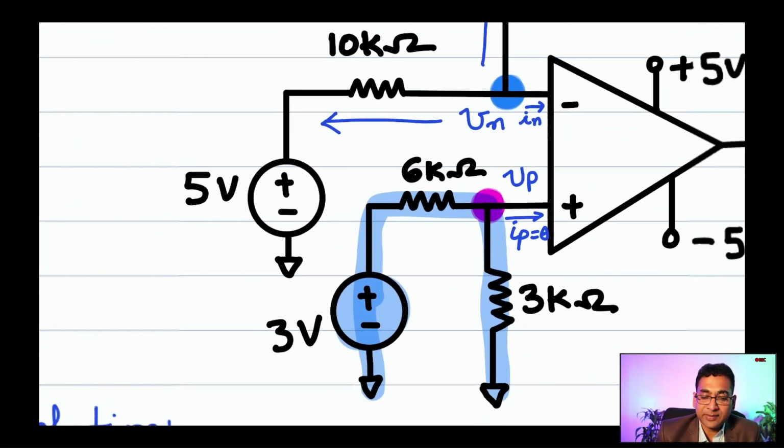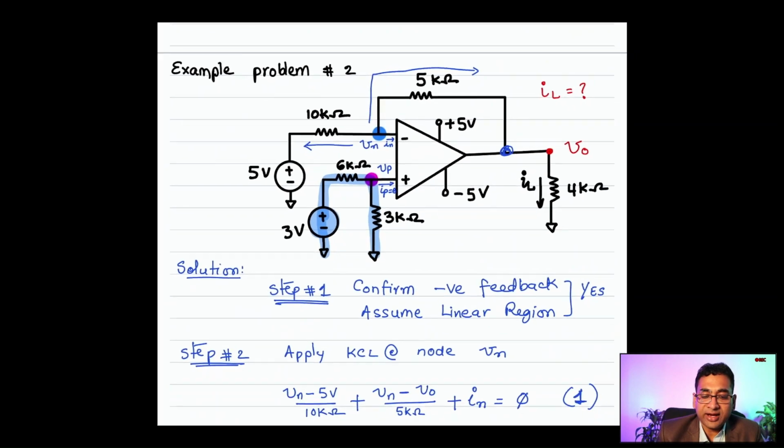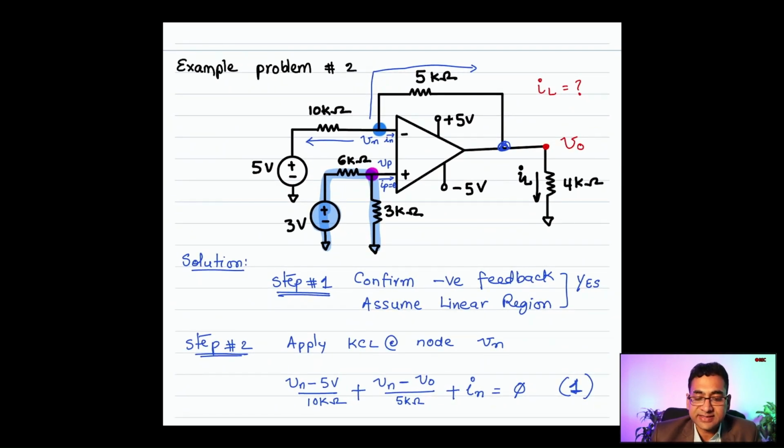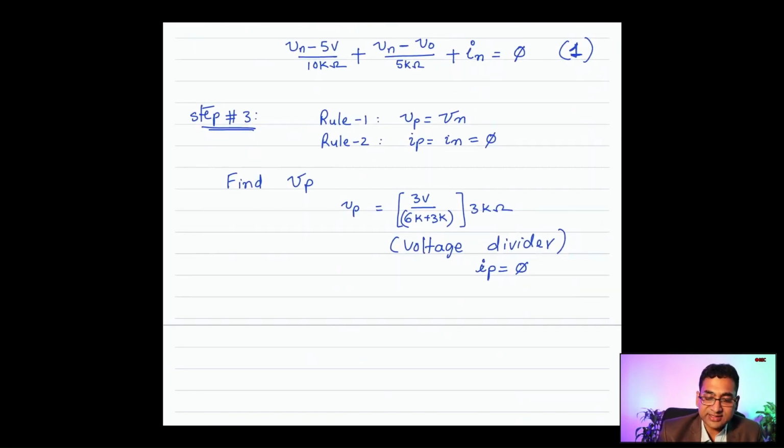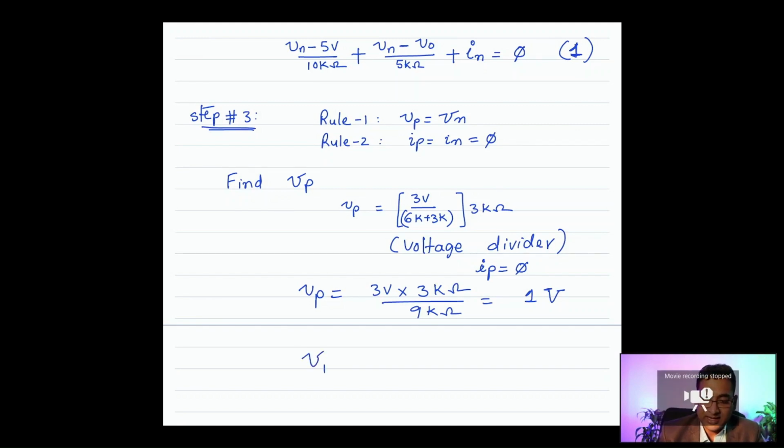It's not a very recondite topic. It's not rocket science. Pretty straightforward, simple observation. What does this turn out to be? So Vp comes out to be 3 volts times 3 kilo ohms divided by 9 kilo ohms. So that is going to be 1 volt. Aha! Vp is 1 volt. Very good.